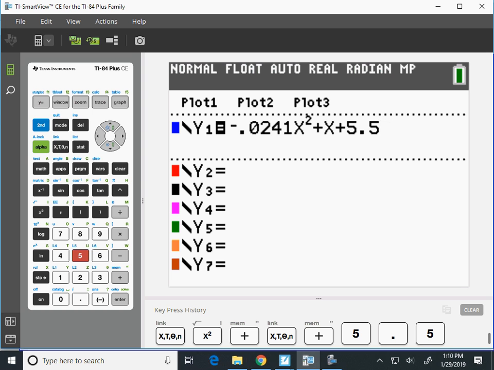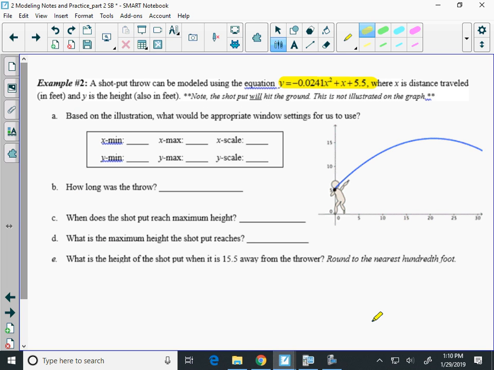All right, now we need to adjust the window. And in order to adjust the window, when there's a picture given to you, like we have here, this helps us decide what to make the window settings. Now, you can imagine in real life when you throw the shot, it actually comes down somewhere over here and is going to hit the ground. We just don't have that on the picture.